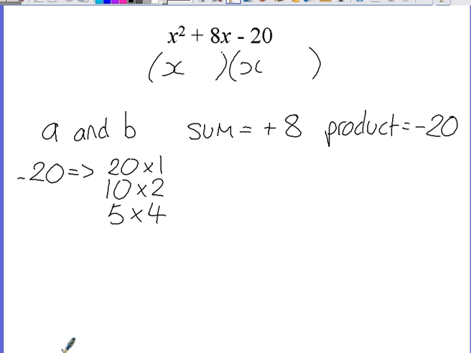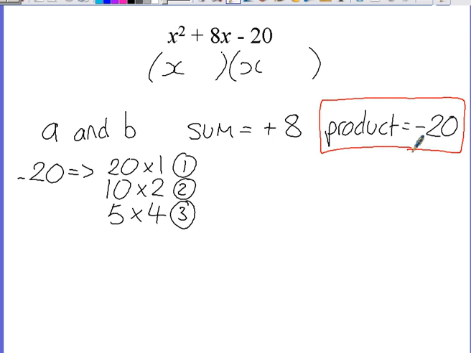Now we need a sum that gives us positive 8. So I'm looking through these options, option 1, option 2 and option 3. Thinking, well, 20 plus 1 is 21, 10 plus 2 is 12, and 5 plus 4 is 9. None of these are giving me my sum of plus 8. But you must remember, one of your values has to be negative to give a negative product. So, if I make some of these values negative, will it then work? Well, looking at it immediately, number 2 jumps out at me because I know the difference between 10 and 2 is 8. So what do I need to do to make a sum of plus 8?